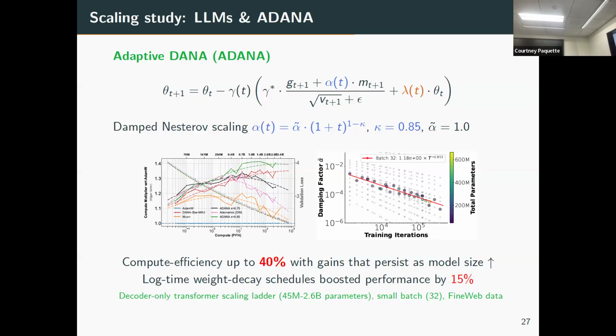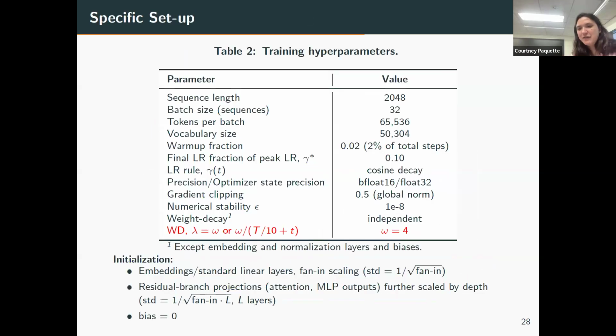But the weirdest part about this is it didn't really depend on the dataset. C4 is a different dataset, and it basically has the same exponent. So it must be intrinsic to language, I don't know. Vision is probably something different. Sorry, I'm probably going over.